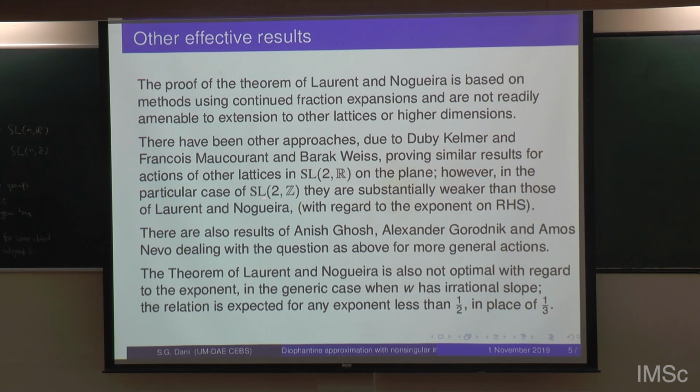However, if you specialize their results to SL2Z, then they are substantially weaker than what we saw. In place of the 1/3 that we had, they would get something like 1/500 and so on. So the results are much weaker. But nevertheless, on the other hand, they generalize to a more geometric kind of situation.